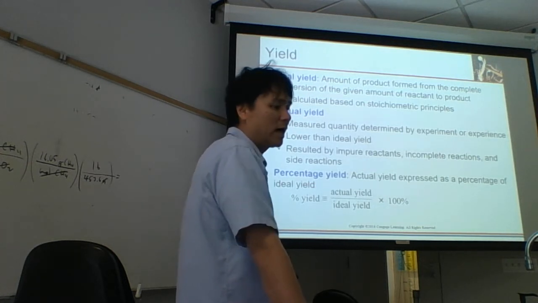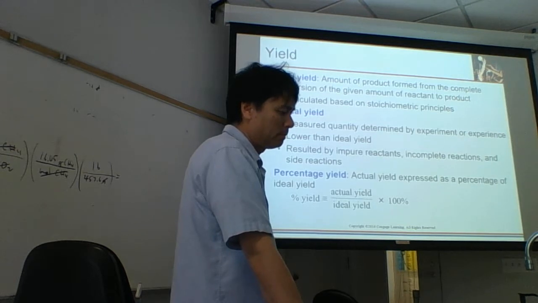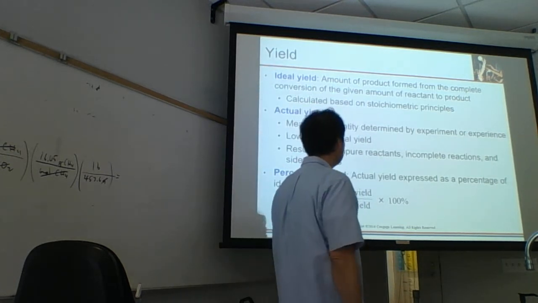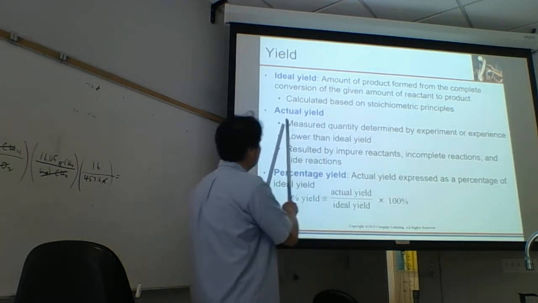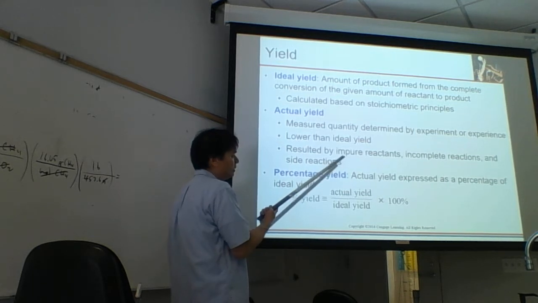And so sometimes that's what happens. Sometimes I don't want to scrape every last bit of cookie dough out of there. I'll just leave some because it's too much time. And so your actual yield is the amount you actually get. And this varies depending on the person.